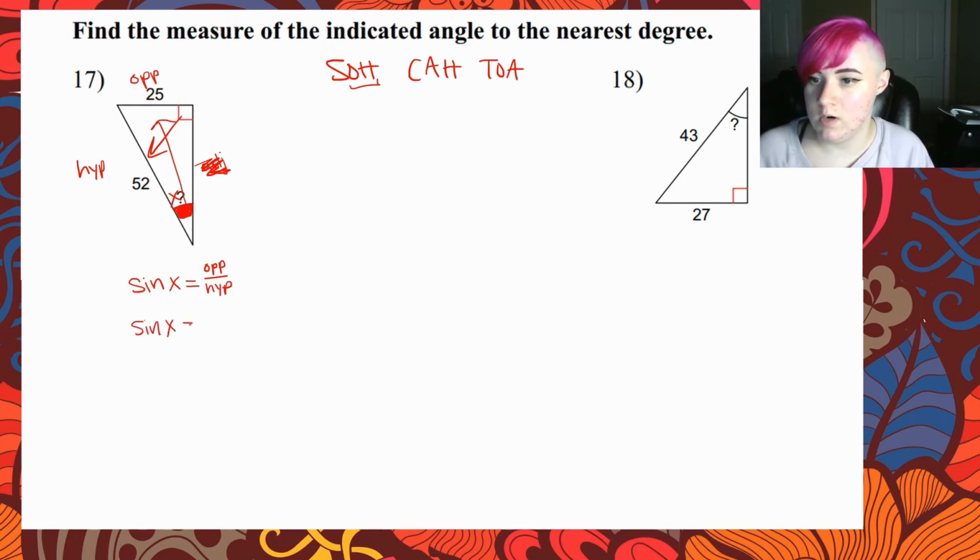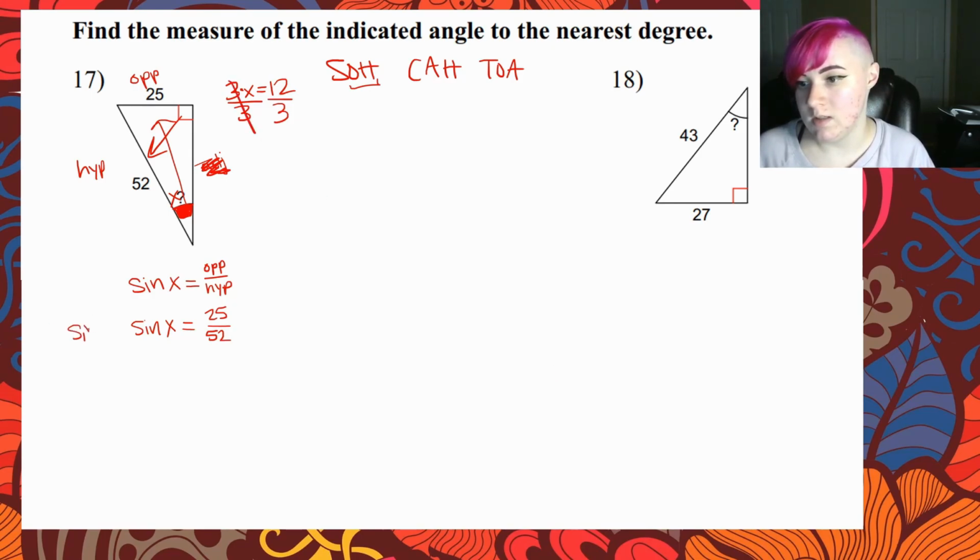So again, we don't know what our angle is, so we'll just label it x. Opposite is 25, divided by hypotenuse is 52. Okay, and now, in order to undo sine, we need an inverse trig function. So an inverse is just something that undoes another function. So like if we have 3x equals 12, multiplication, we need an inverse for 3 times x. We're going to divide by 3 instead, because division is the inverse of multiplication and it cancels it out.